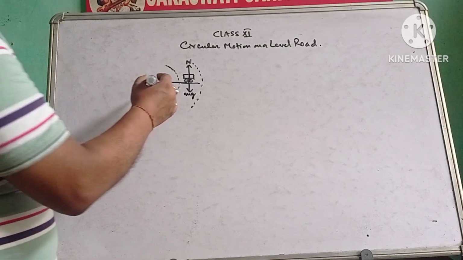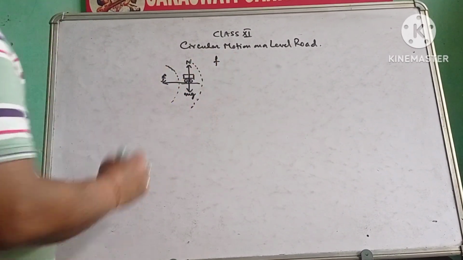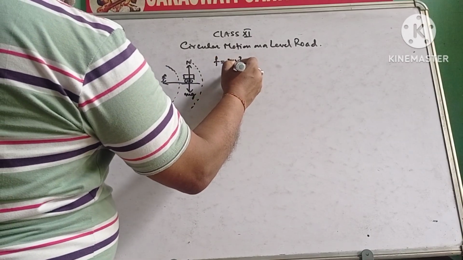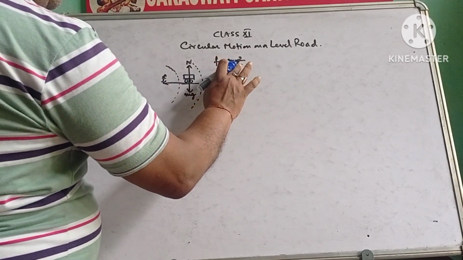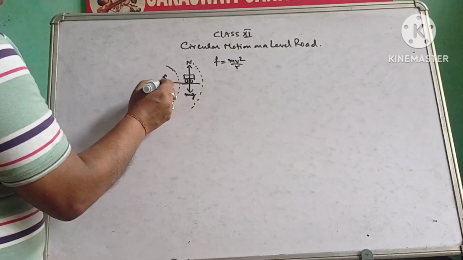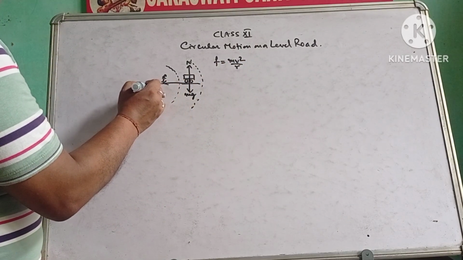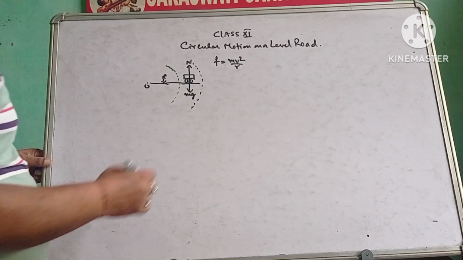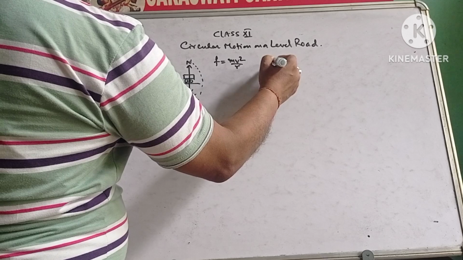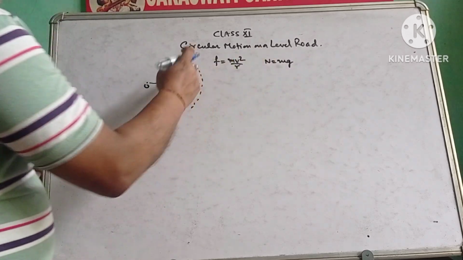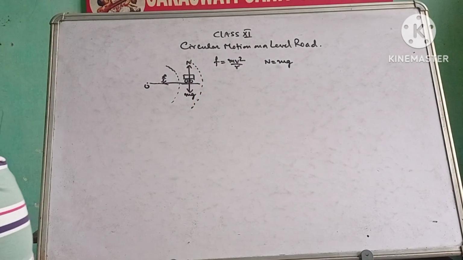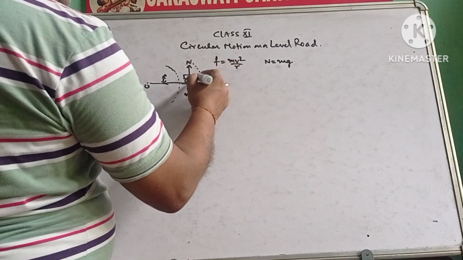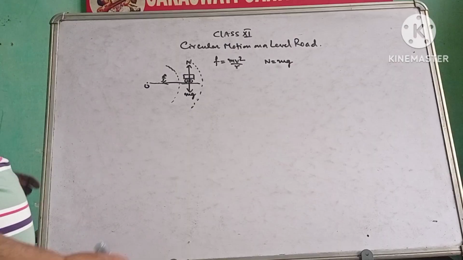So here your F provides the centripetal force, and F is equal to mv square by r. Here r is the radius of this circle, radius of this curve, and N is equal to mg. These two forces in vertical directions are equal and opposite. So here your frictional force acts as a centripetal force.